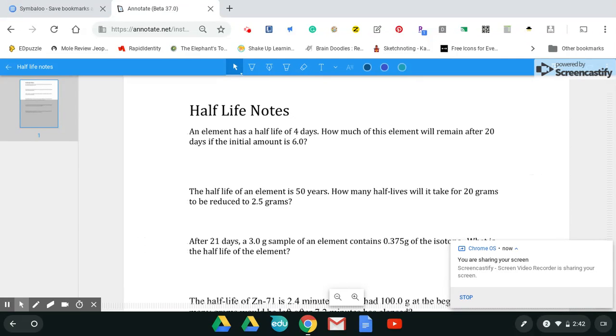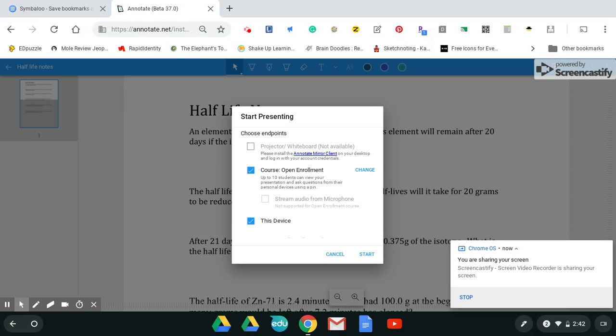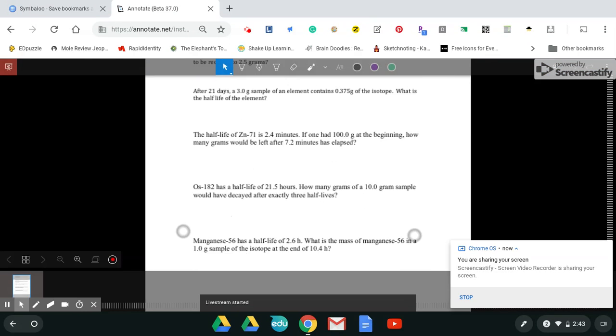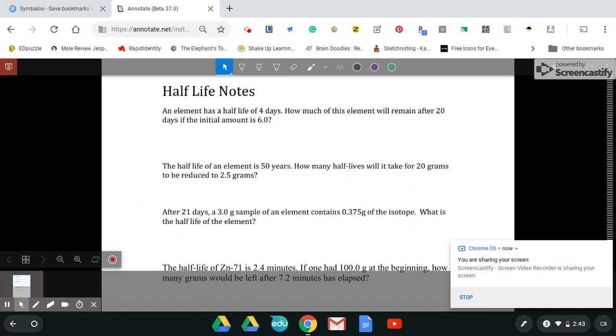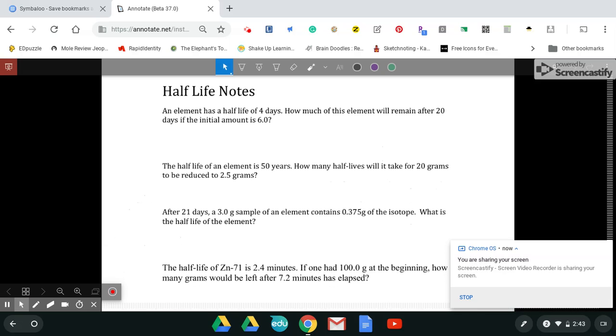All right, so what we're going to be looking at today is half-life, and how to calculate half-life. Half-life is simply how long does it take half of the element to decay. Most of the time, I'm not going to say all the time, most of the time you're going to be dividing by 2. All right, so let's take this first example.